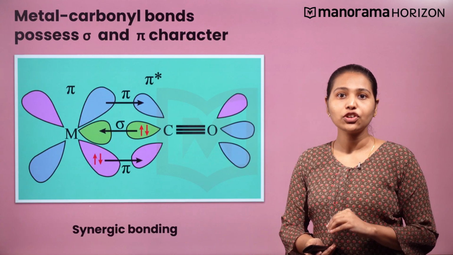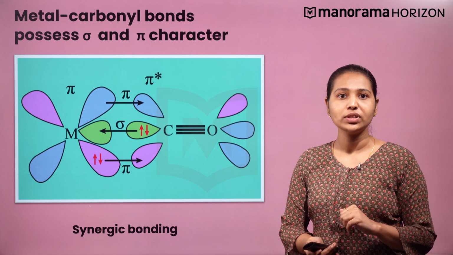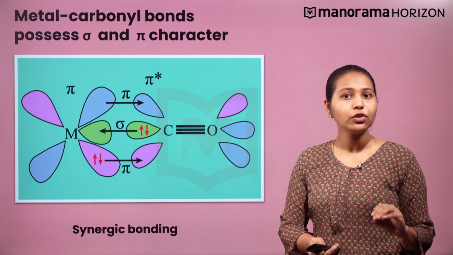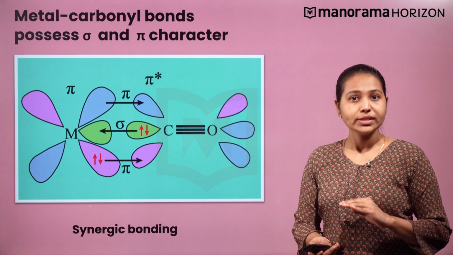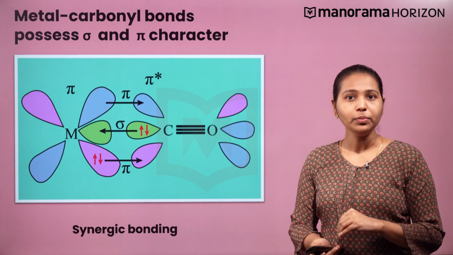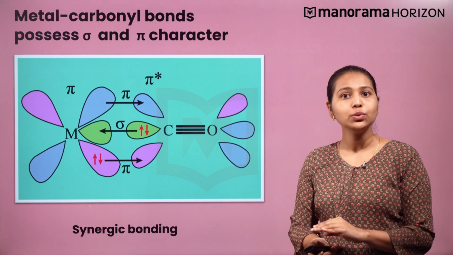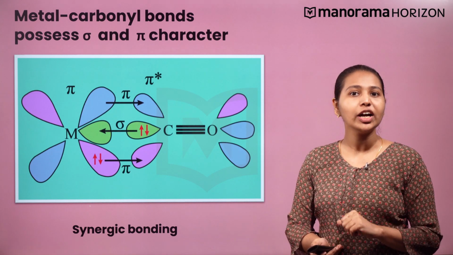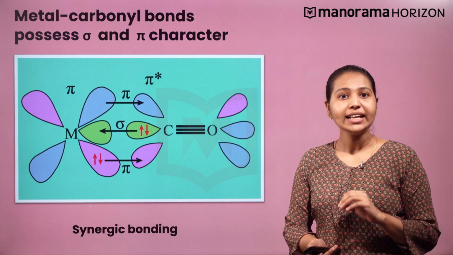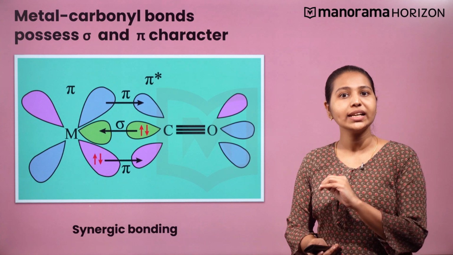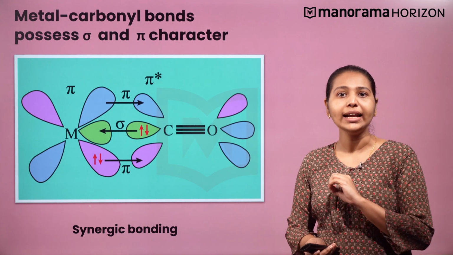Now, we will see the nature of bonding in metal carbonyls. In metal carbonyls, a metal-carbon sigma bond is formed by the donation of lone pair of electrons on the carbonyl carbon into a vacant orbital of the metal. Also, a metal-carbon pi bond is formed by the donation of a pair of electrons from a filled d orbital of metal into vacant antibonding pi star orbital of carbon monoxide. This metal to ligand bonding creates a synergic effect and strengthens the bond between carbon monoxide and the metal. Thus, you can say the metal carbonyl bonds possess both sigma and pi character.